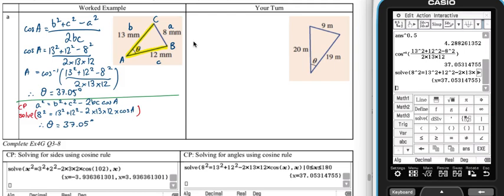Our first step is to go A, B, and C. Label the edges small a, small b, small c. We can see here that we want to work out big A. I'm just going to use our ClassPad strategy for this question. A needs to be the subject because we want to find out angle A. So A squared is equal to B squared plus C squared minus 2BC cosine A. Sub in our values.